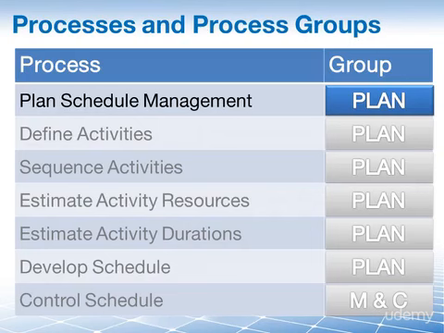And here you see these 7 processes again, but with the focus on which process groups they fall into. And it is quite obvious the focus of this lesson, the process of plan schedule management, is obviously a planning process. One final note about these processes: even though there are 7 of them, most people really only see them as 3 when they execute these processes. Plan schedule management and control schedule, the first and the last process, are pretty separate. But then the processes of define, sequence, estimate resources and duration, and develop the schedule, these 5 processes, to most people, are just one thing.